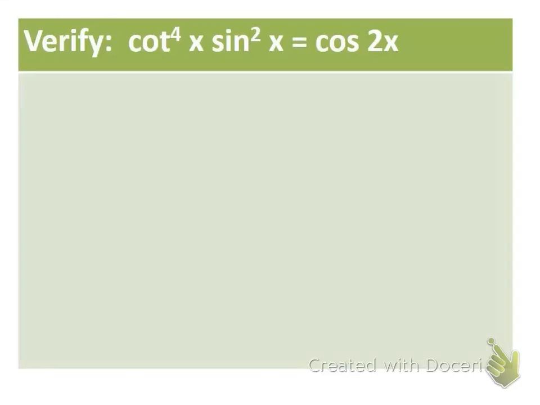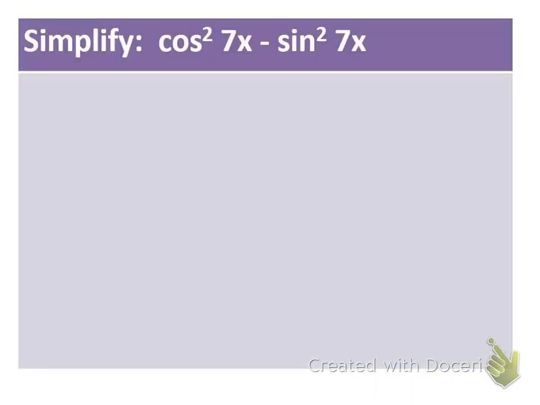All right, so from the last video, I started trying to simplify this guy right here, the cotangent to the fourth sine squared equals cosine 2x. I'm not 100% sure it's going to work out, so we're just going to skip it and move on to the next example. Next one, cosine squared 7x minus sine squared 7x.